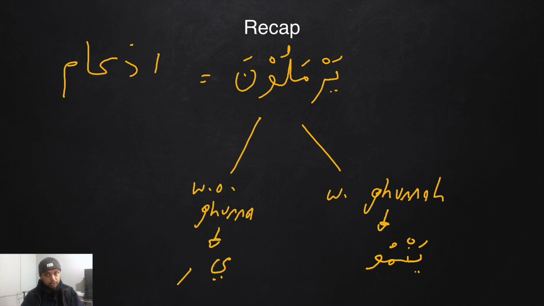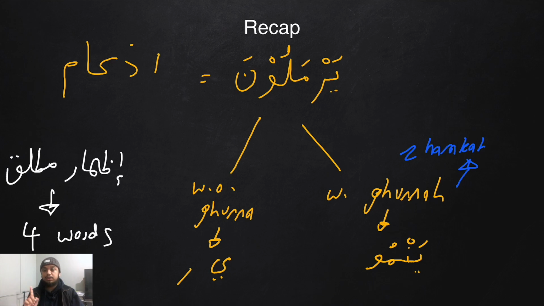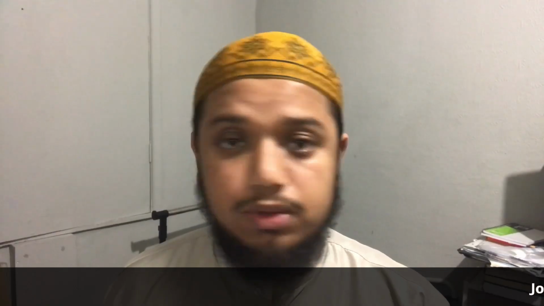Remember, with idgham with ghunna, the ghunna is for 2 harakat. We've also learnt idhar mutlaq, a very special rule. This only occurs in 4 words in the entire Quran. When this happens, we do not do ghunna, we do not do idgham, because the letters of idgham must be in 2 separate words. In qinwan, sinwan, bunyan and ad-dunya, it's within the same word, so we do not do idgham. And with that, we'll end this lesson, inshallah.